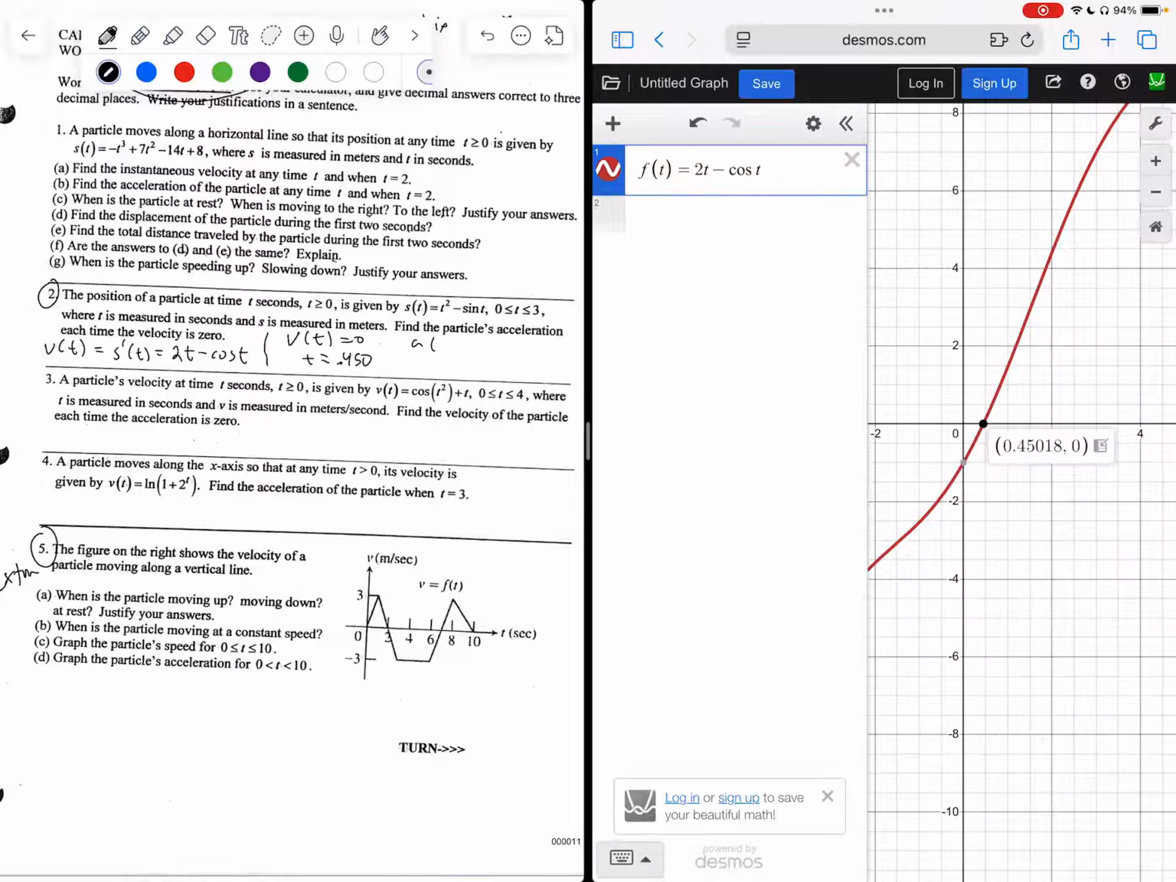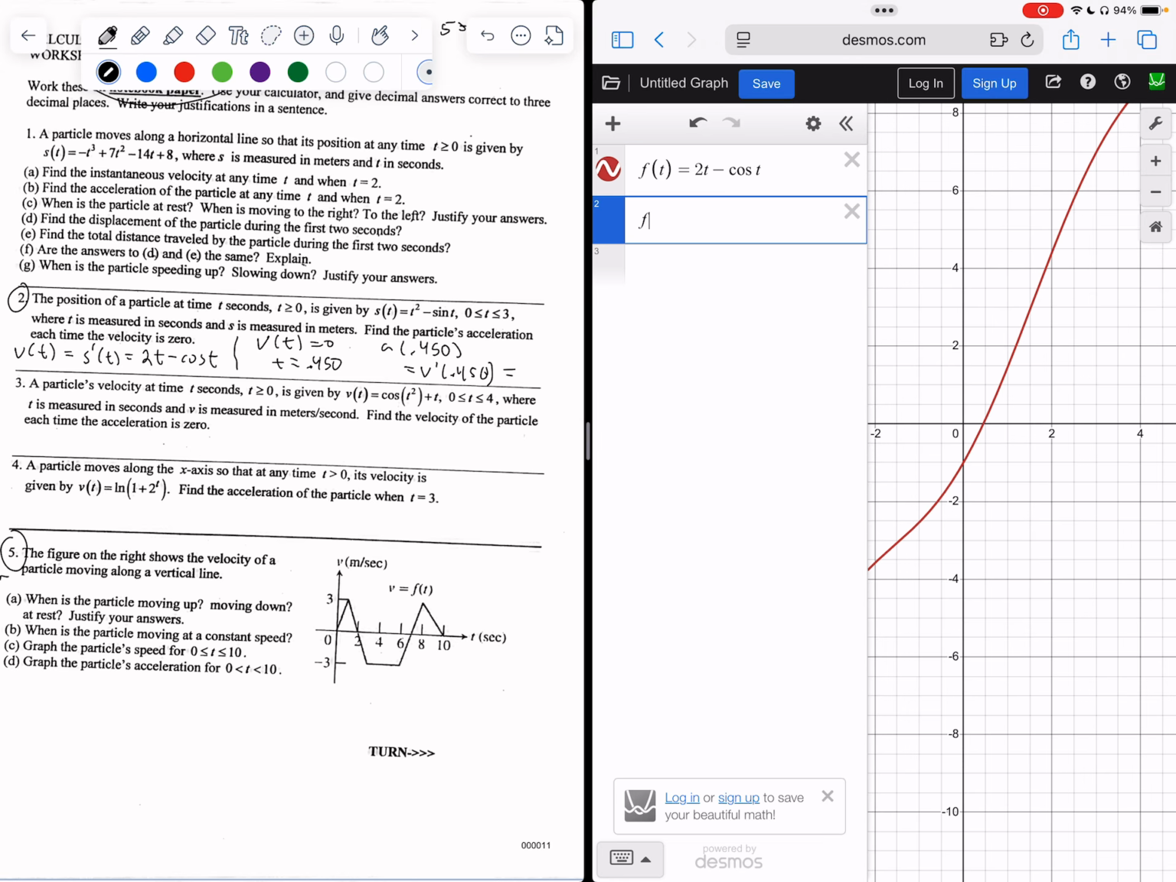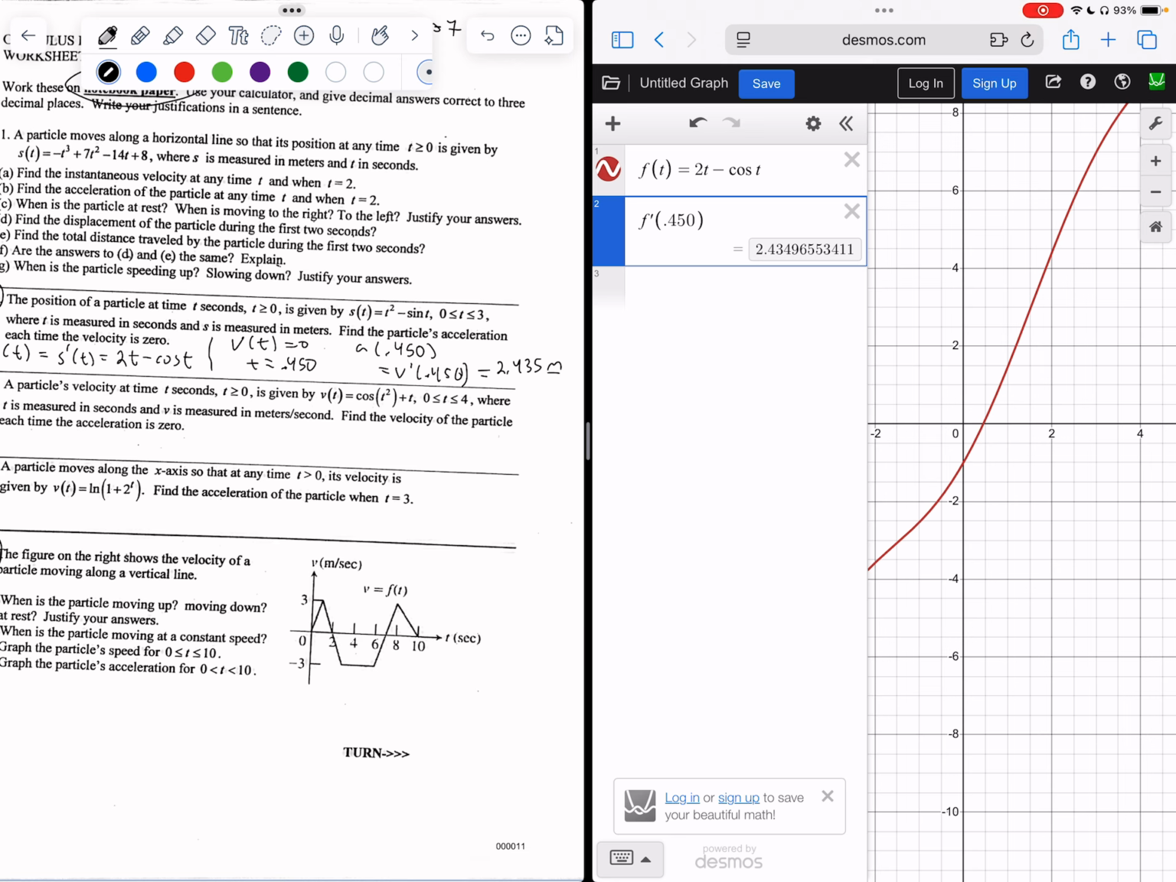So now we want to find the acceleration. Well, to get the acceleration at 0.450, we just have to look at the derivative of velocity at 0.450. And since we've already graphed our velocity function, all we have to do is type f prime of 0.450. And notice we get 2.435. Now we're told meters and seconds, so this would be meters per second squared.